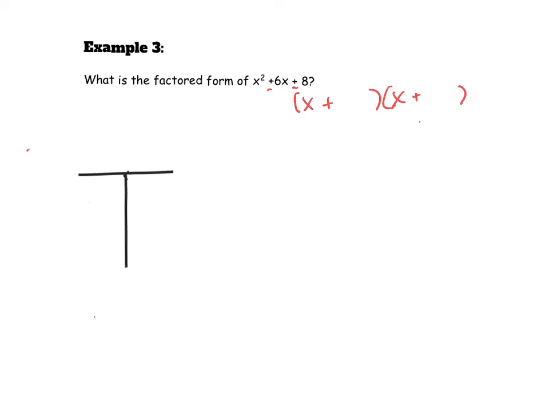Now we're going to take our constant 8 and put it on top of our t-chart. And now I'm going to write all of my factors of 8: 1 and 8, and 2 and 4. And now I'm going to think of what two numbers, when I multiply them together, will add up to be 6. Well, there's only one option here, and that's 2 and 4. So that has to be my two factors. Our answer will be x plus 2 times x plus 4.